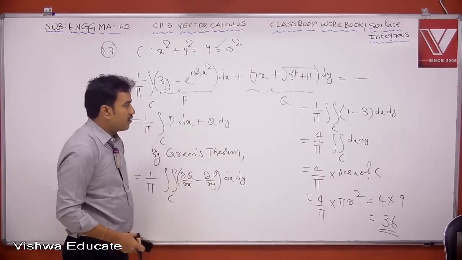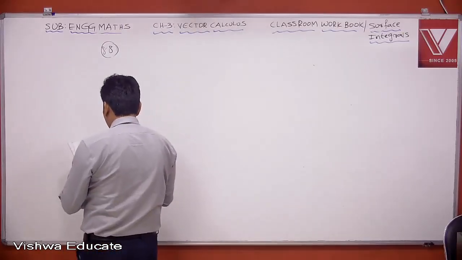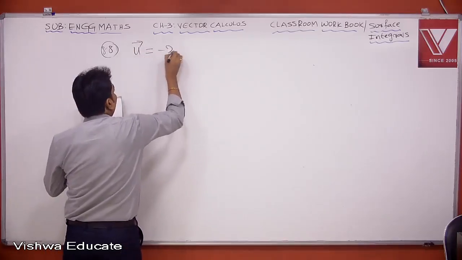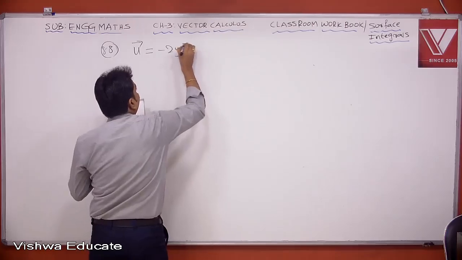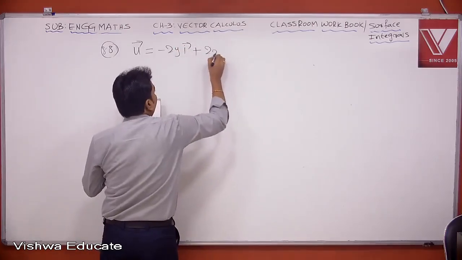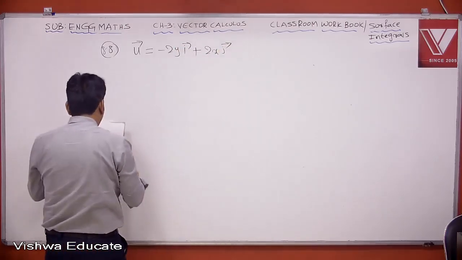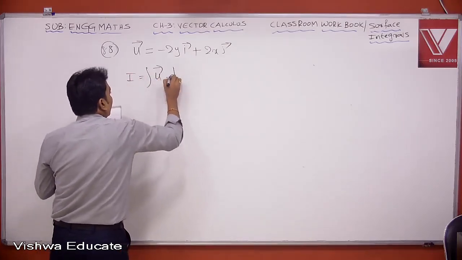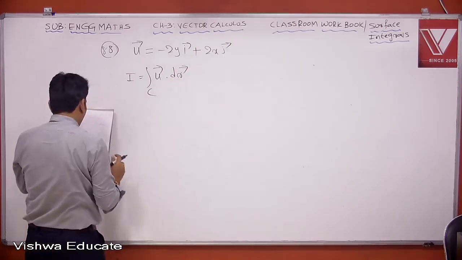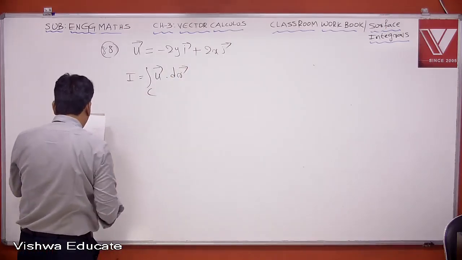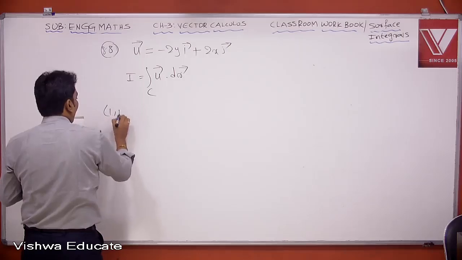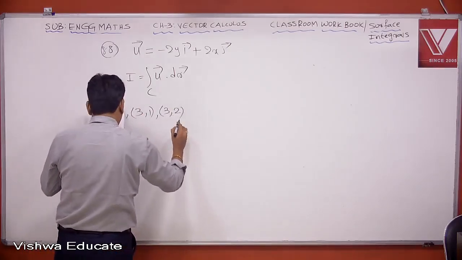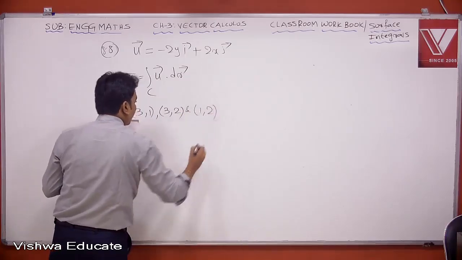Okay, write down this question. The vector u bar equals minus 2y i bar plus 2x j bar. Evaluate the line integral I equal to integral u bar dot dr bar over C, where C is the closed loop formed by connecting the points (1,1), (3,1), (3,2) and (1,2) in that order.